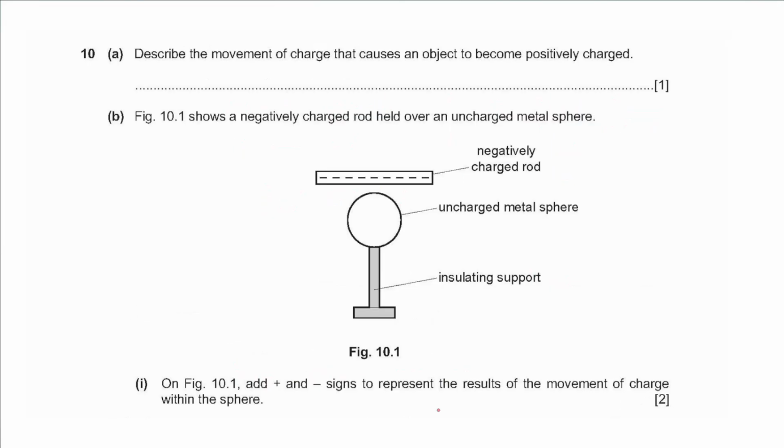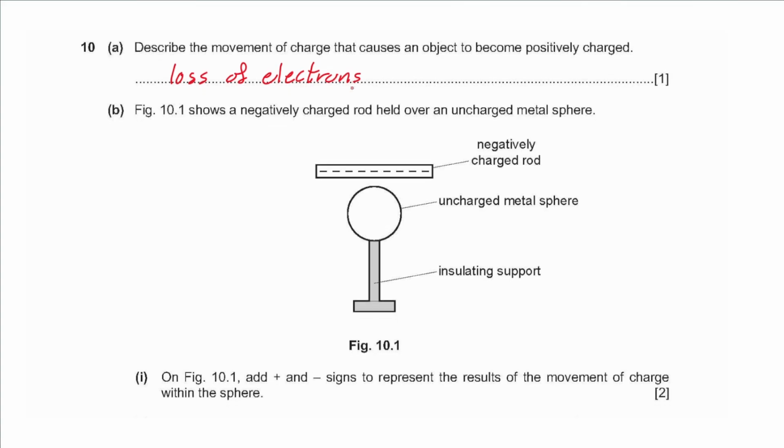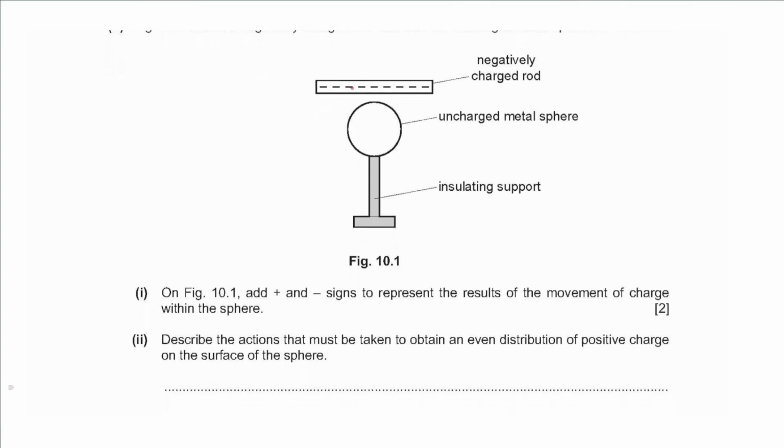Question 10a says describe the movement of charge that causes an object to become positively charged. We say that there will be a loss of electrons, or removing electrons. B says figure 10.1 shows a negatively charged rod held over an uncharged metal sphere. It has free electrons inside. On figure 10.1, add positive and negative signs to represent the results of the movement of charge within the sphere.